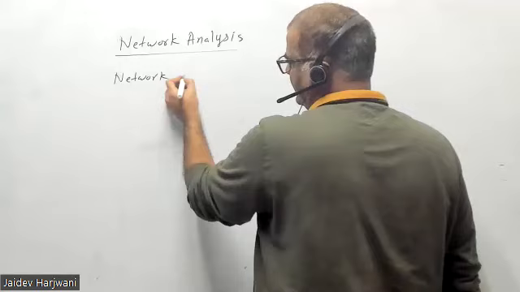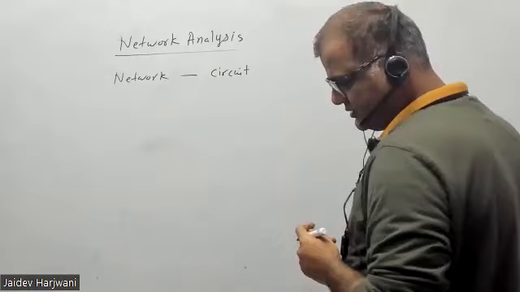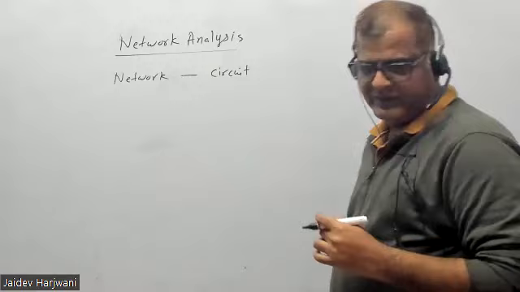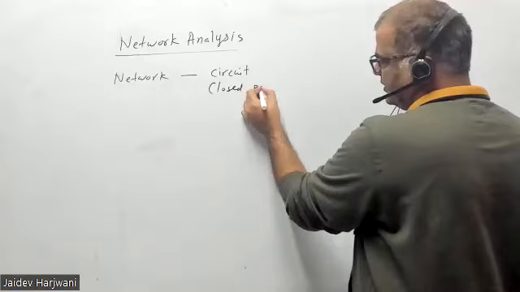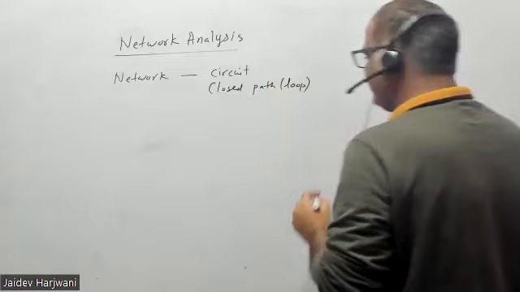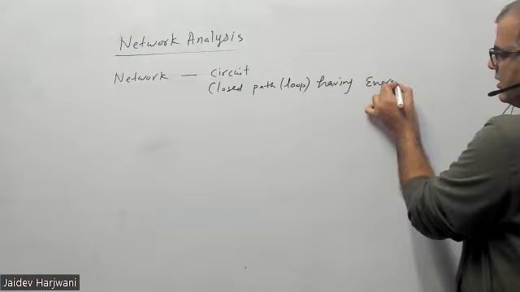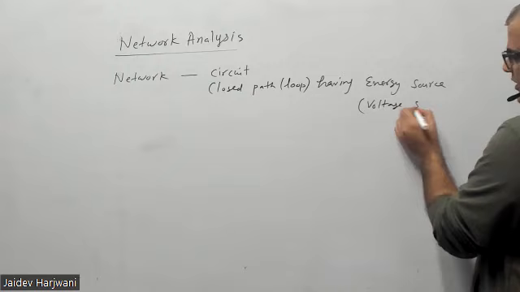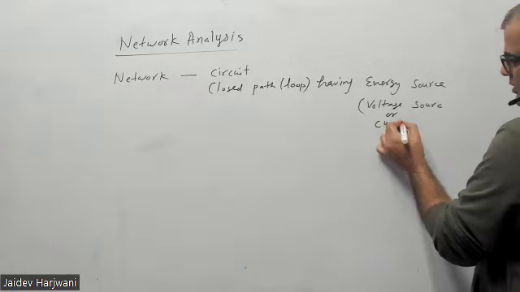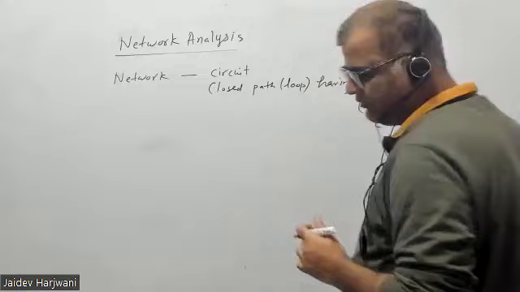So what is a circuit? A circuit is basically a closed path. The word circuit comes from circle. So this is a closed path or closed loop. A closed path is called a loop. A closed path having an energy source, like a voltage source or current source. So a closed path along with this source is called a circuit.